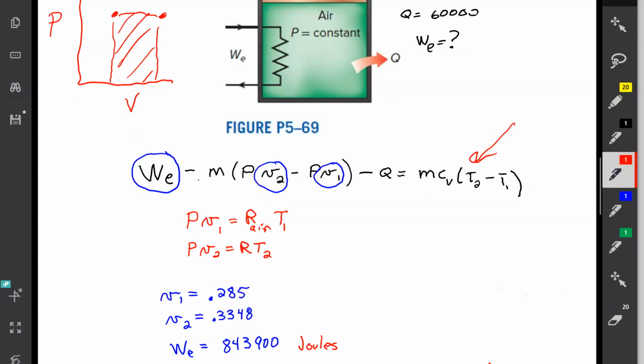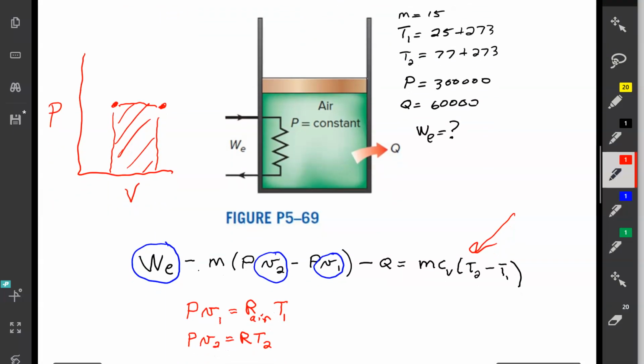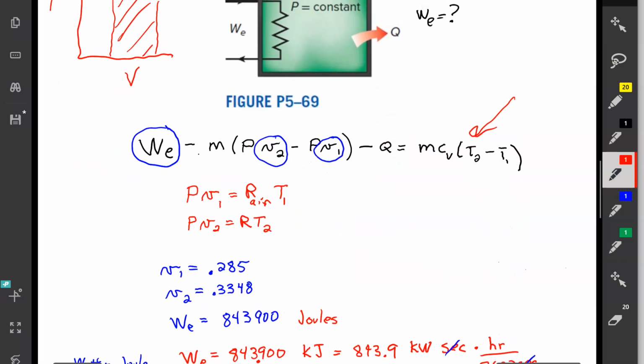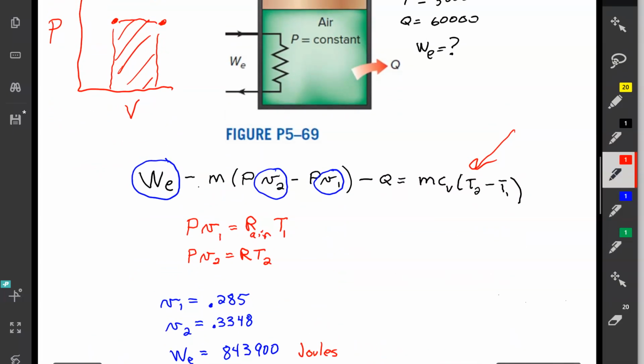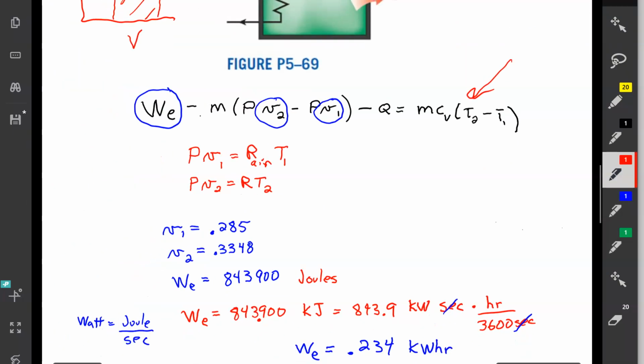Okay, so here is the work that I calculated from the top black equation using the volumes. The question is, why is this number different than the answer that was given? If you look at the units on the answer, they're kilowatt hours. And what are the units on the W that I calculated? These are joules.